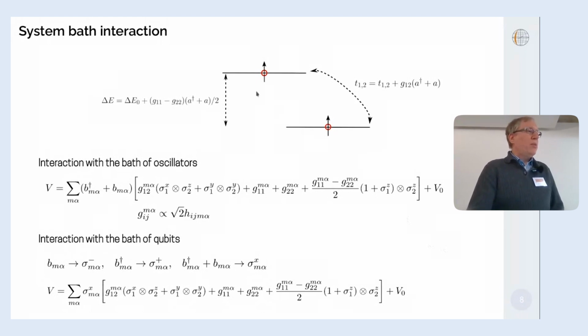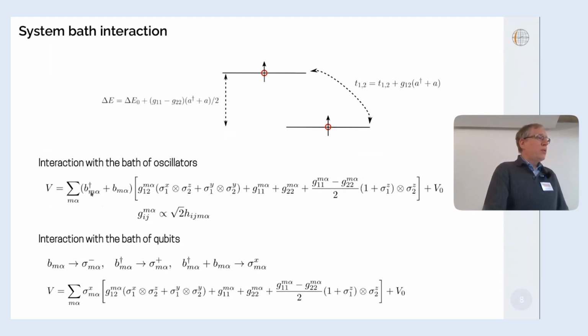So this is our system, two orbitals, two electrons. One can either change the level splitting or change the hopping matrix element between them. There are two types of coupling between system and the environment. G12 is hopping, and G11 and G22 is level splitting. They both fluctuate because of the coupling to the environment. And the coupling term looks like this.